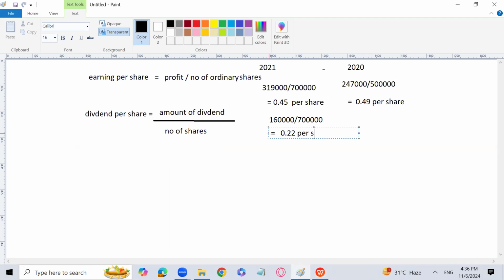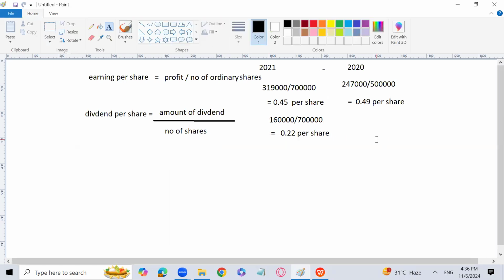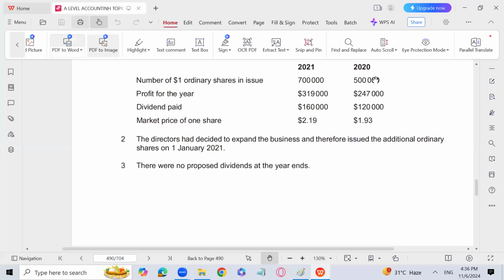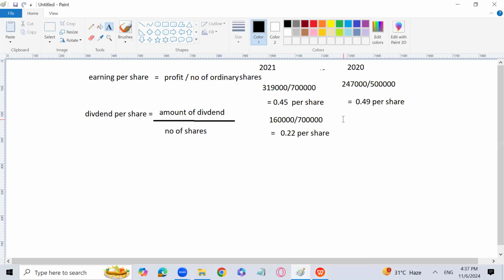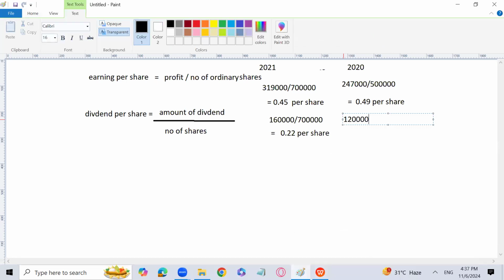0.22 per share is the dividend per share for 2021. Let's calculate it for 2020 also. For 2020, dividend paid is 1,20,000 and number of ordinary shares is 5 lakh. It means that 5 lakh investment is giving you a dividend of 1,20,000. So 1,20,000 divided by 5 lakh is 0.24 per share. Again, the dividend per share is better in 2020 than in 2021.